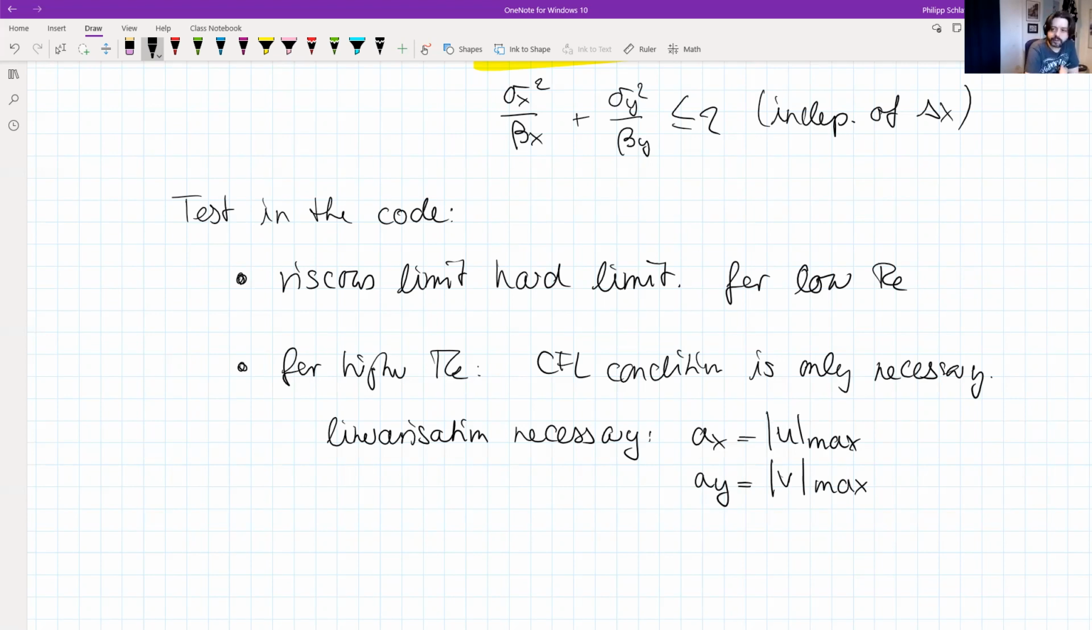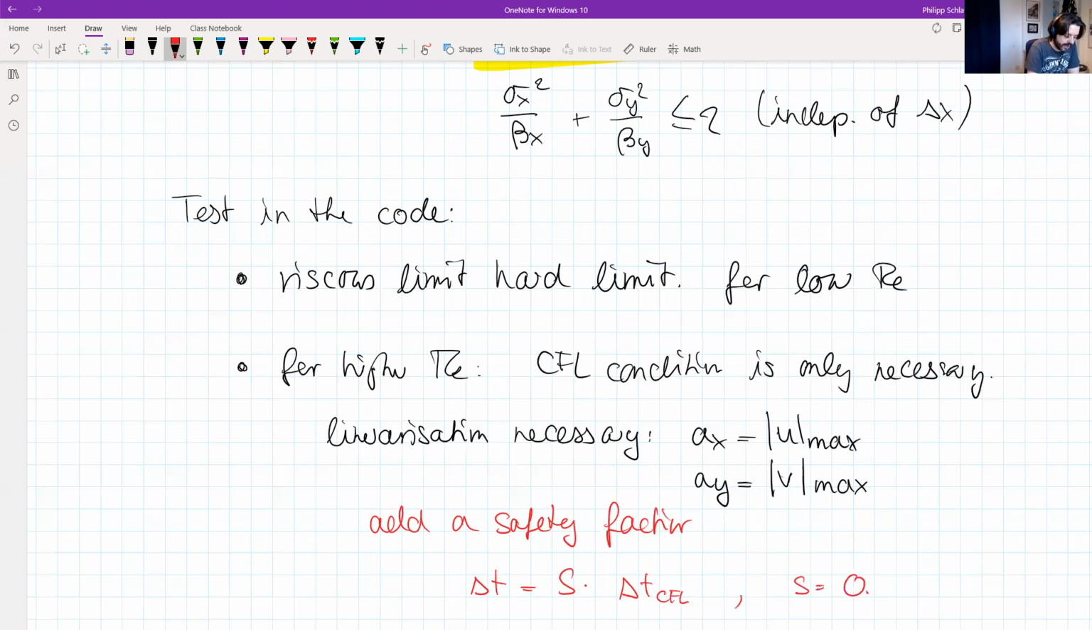So try that out. And as we discussed, because we don't take the nonlinearity into account, you need to add a safety factor. So your delta T in the simulation is then maybe S times delta T nominal, or delta T CFL, maybe we can write it like that. Whereas this S perhaps is, I don't know, 1.5 or a factor of 2 or something like that, so that you're really sure that you're away from the instability.